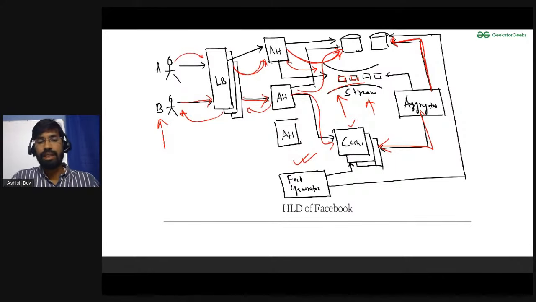So what you need is some kind of feed generation service which will readily keep things ready for you. Whenever the user asks, give me the feed, it will just come to the application host, check the cache, and say, okay, my feed is ready, just return it. That's why in Facebook it hardly takes a few milliseconds to return the feed.